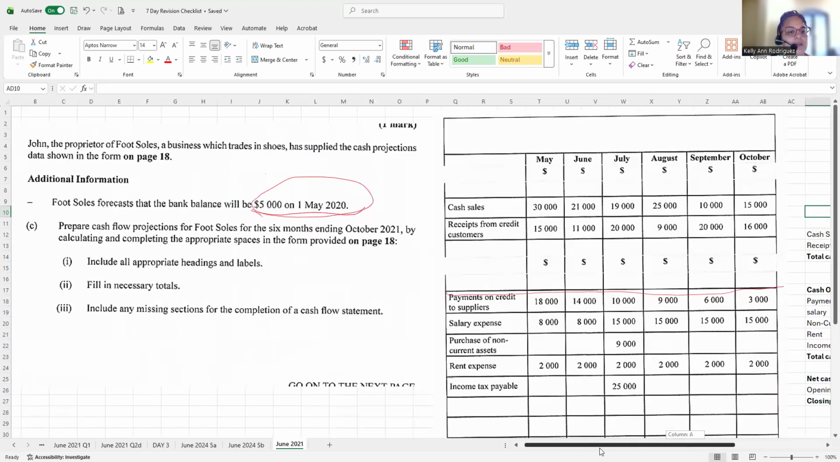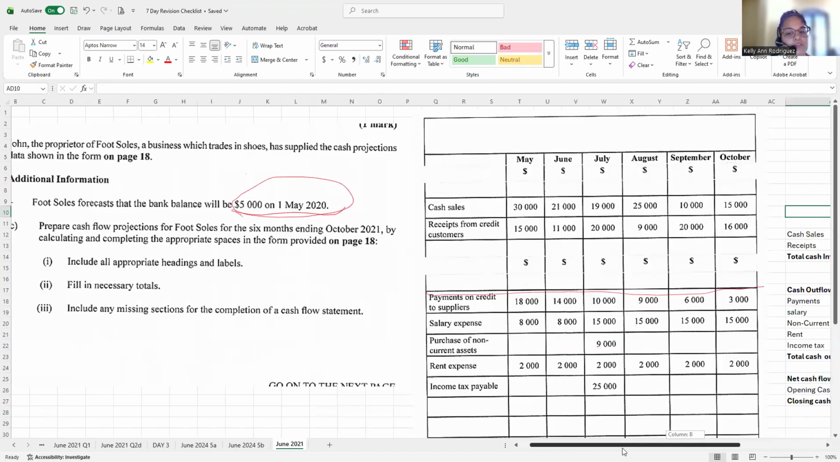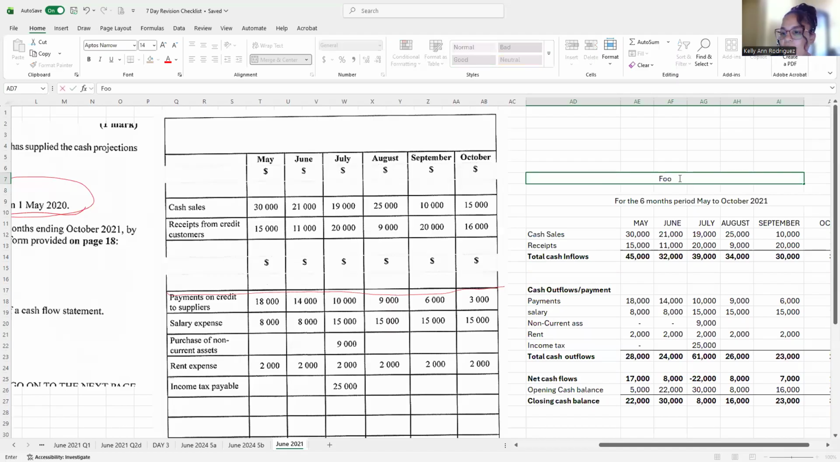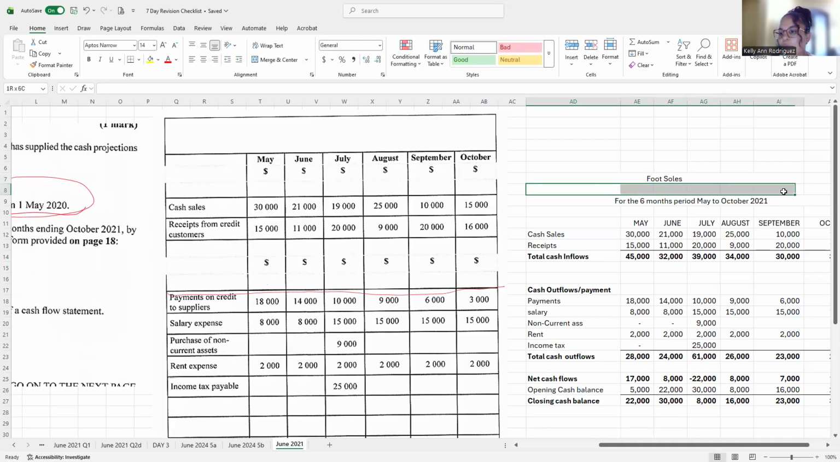So what is the heading here? You need to head it up properly. Foot Soles, the name of the company. So you don't want to send this to the bank and the bank is looking at it and doesn't know what the name of the company is, right? So Foot Soles.